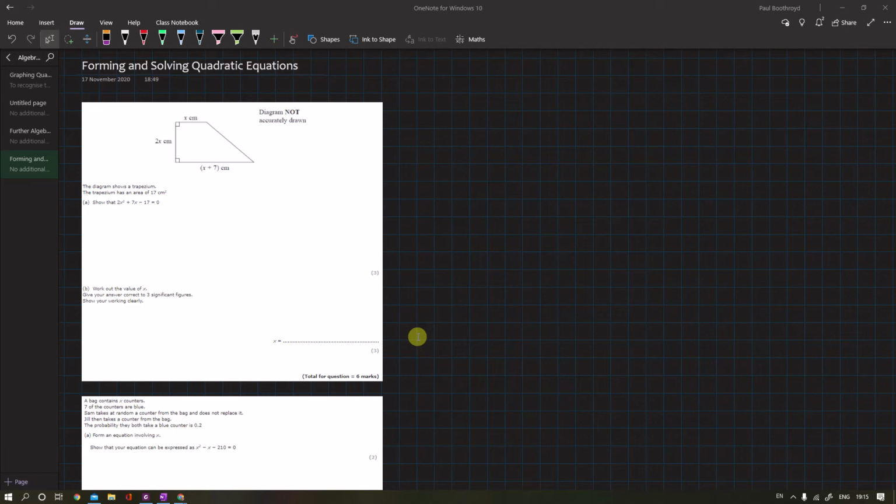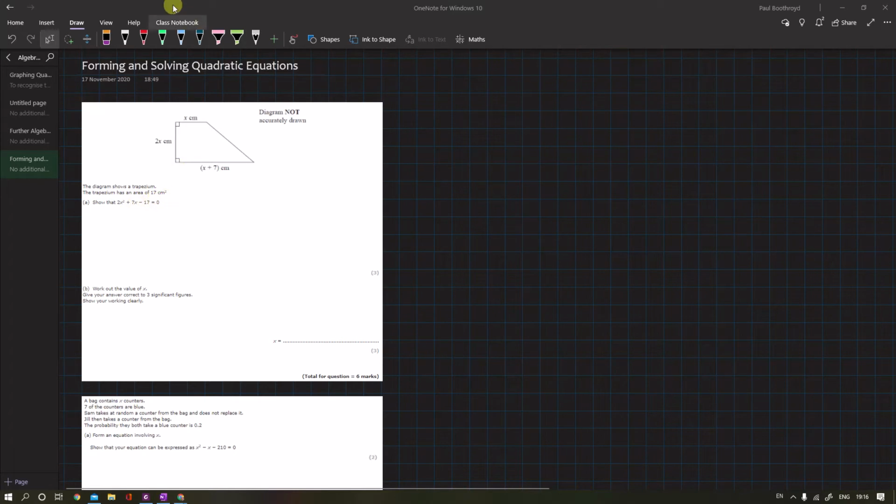When you're doing quadratic equations, quite a lot of the time without Excel, further papers, particularly what they call the 4H, the second paper, they embed the question inside another problem. So we've got a problem here where we've got a diagram of the trapezium, and the trapezium has an area of 17 centimeters squared. We need to create an equation that creates 2x squared plus 7x minus 17.